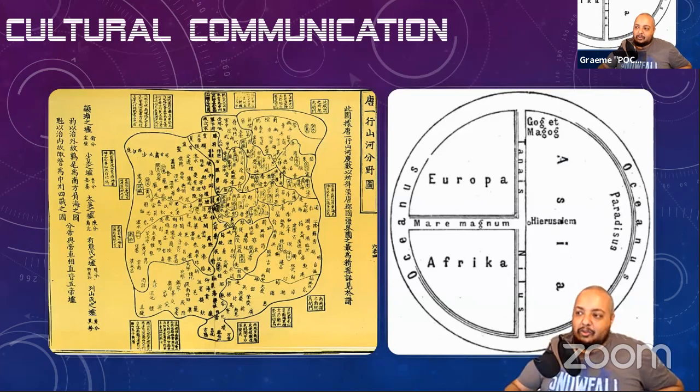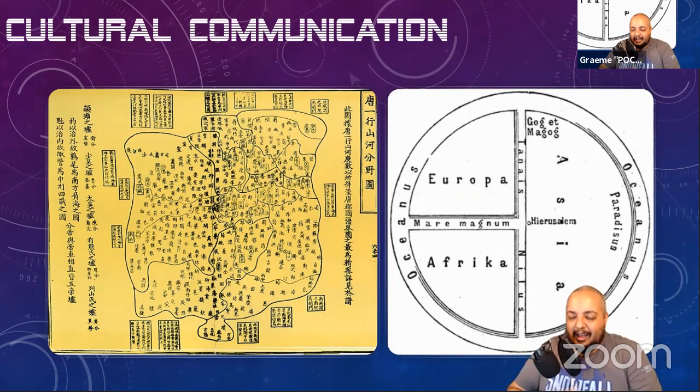So, cultural communication. I've brought this up a few times now, and it sounds like a nebulous term, but it's not as nebulous as you might think. What I mean by that is that maps can contain a lot of cultural information while containing spatial information or not, or while containing location information or not. It just depends on the culture that's generating them.